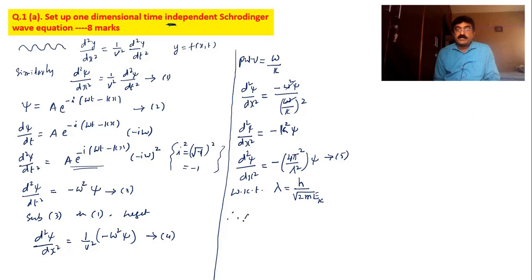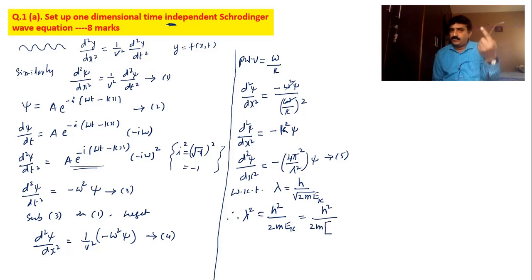Therefore, lambda square becomes h square divided by 2mEk, that is h square divided by 2m into kinetic energy. Kinetic energy plus potential energy is equal to total energy. So I want kinetic energy, which is equal to total energy minus potential energy. I repeat, kinetic energy is equal to total energy minus potential energy. So total energy I write as E and potential energy I write as V.